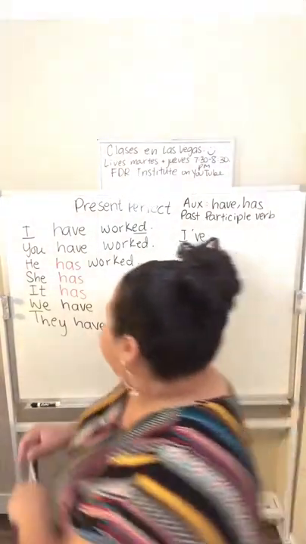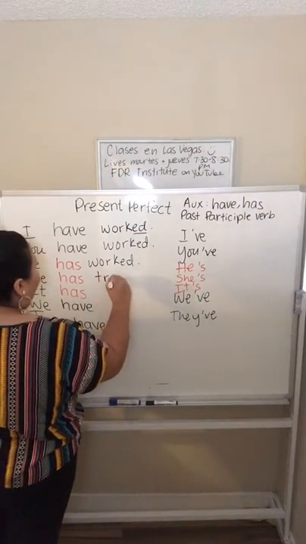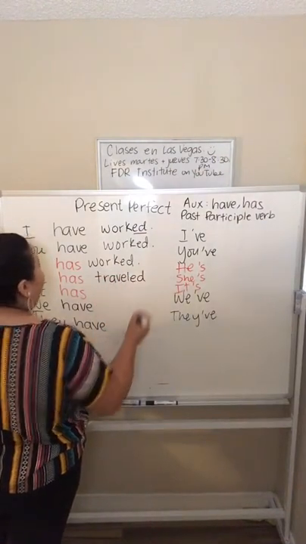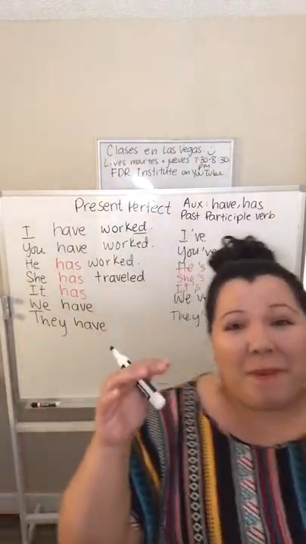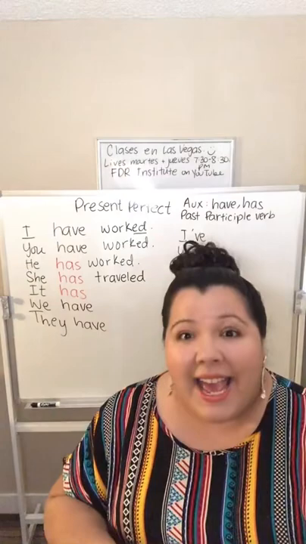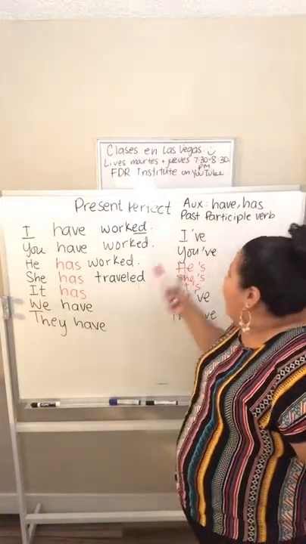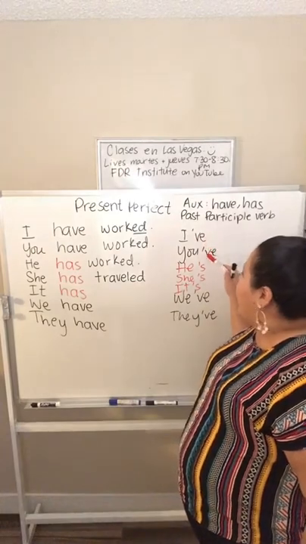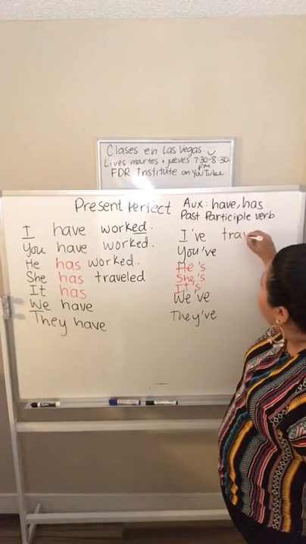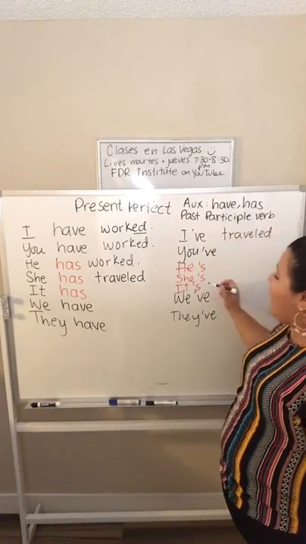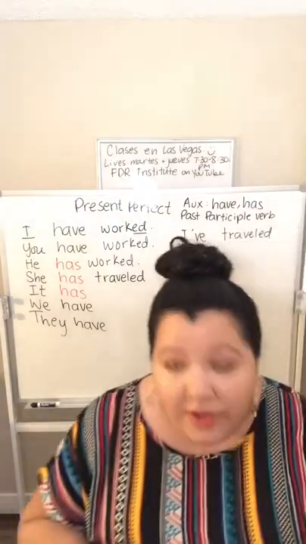Let's do here, let's say, traveled. Traveled. Ese es el pasado participio del verbo viajar. Viajar, so viajado. I have traveled. I've traveled. You've traveled. He's traveled. She's traveled. Me voy a brincar el it's. We've traveled. And they've traveled.